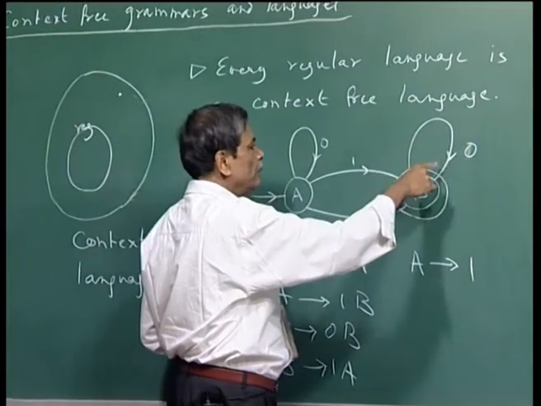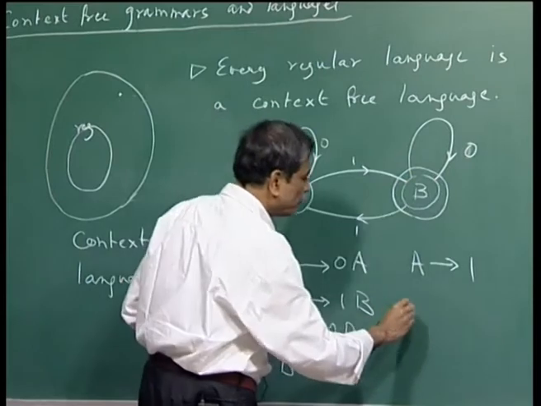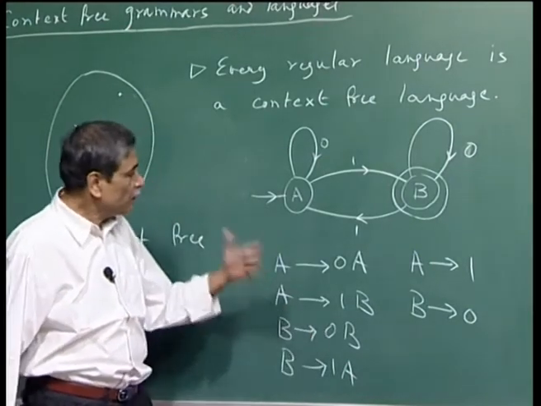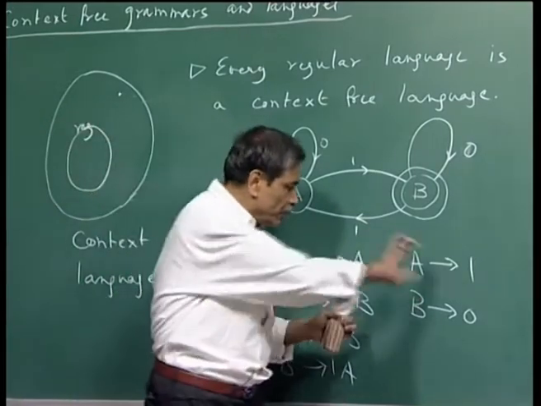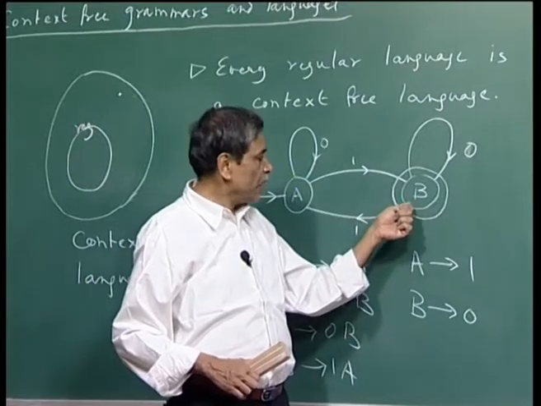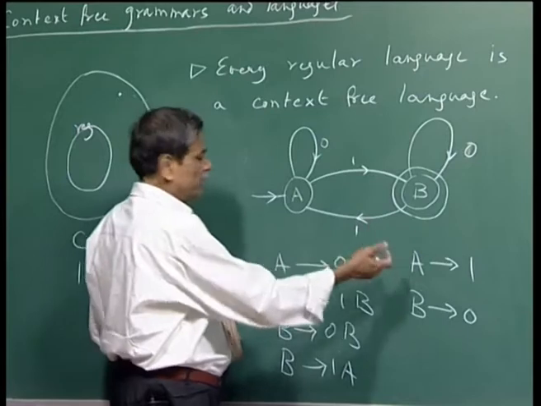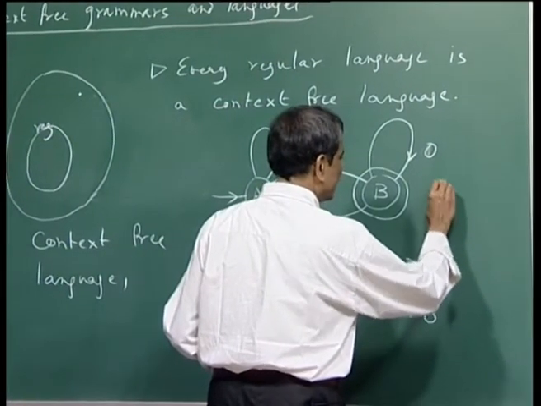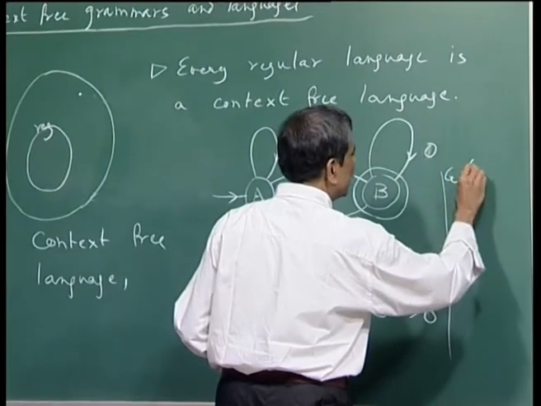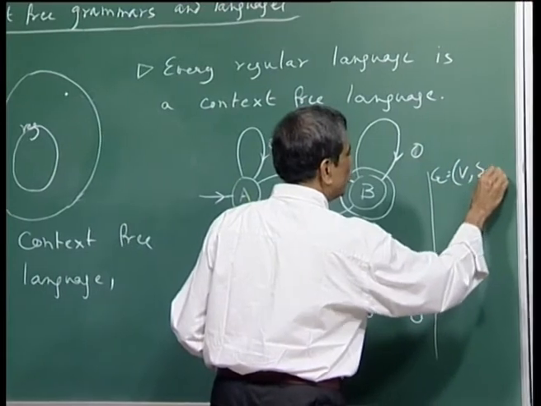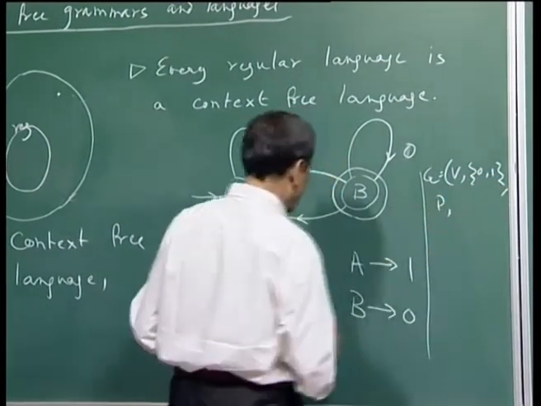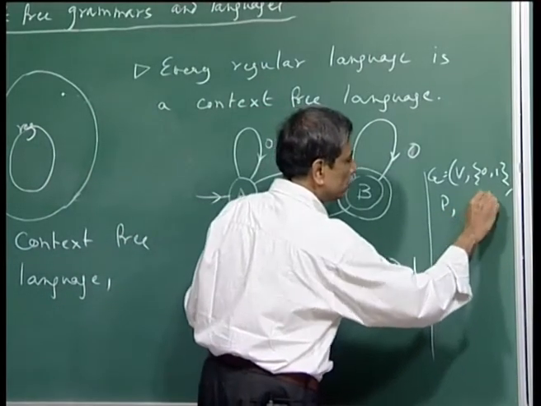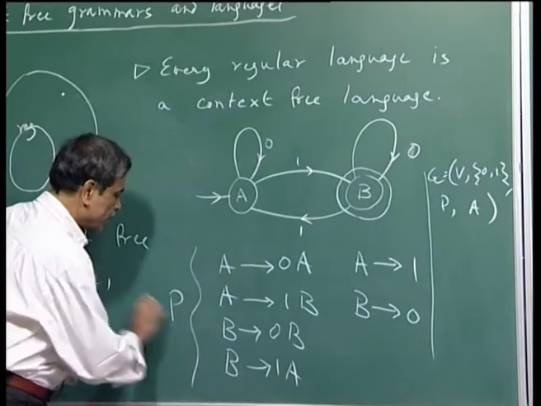Similarly, you see this B, so B can go to 0, right, because B can be rewritten as 0 B, but B happens to be a final state, and this kind of removal of the state or the non-terminal symbol I do only on the right hand side. Well, that makes sense, right? And now let me define the grammar. G is V, and then of course 0, 1, P, and the start symbol here is A, because that is the state which was the initial state. And these are my productions.